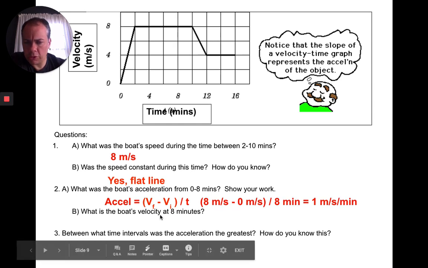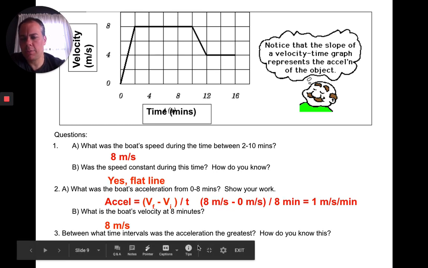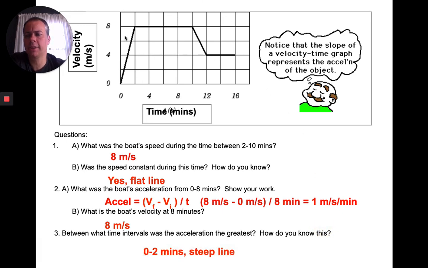Okay, what was the boat's velocity at 8 minutes? If we go up here, follow our graph over, its velocity was 8 meters per second. Then the last question, between what time intervals was acceleration the greatest? So when was this accelerating at the highest rate? Well, between 0 and 2 minutes. Okay, and how do we know that? Because that's when the graph was steepest.